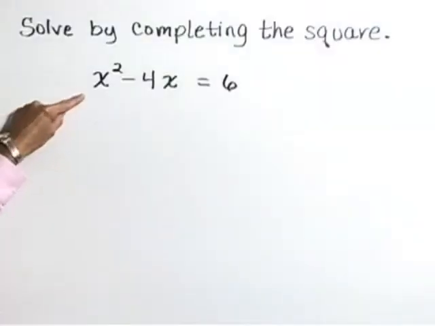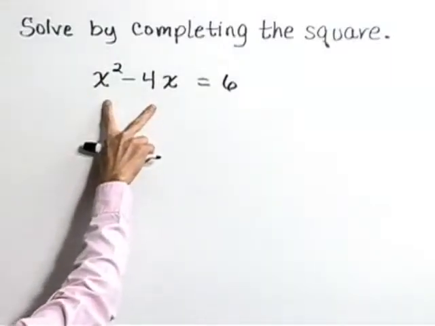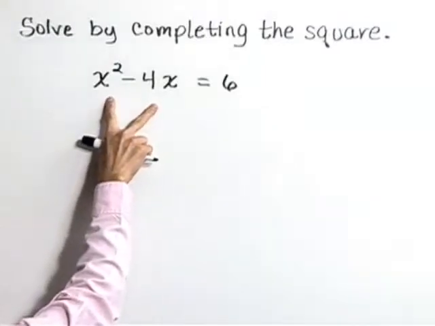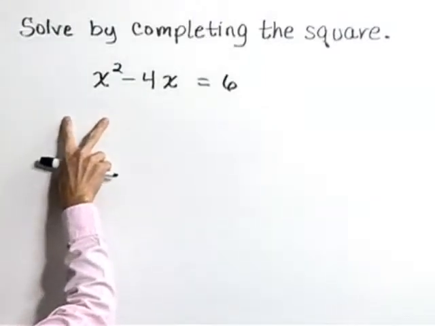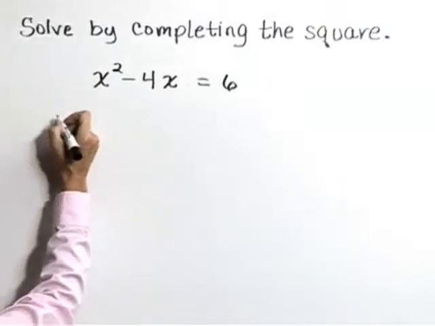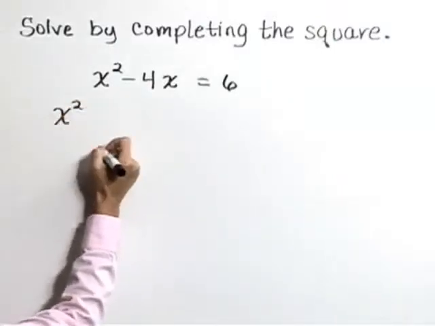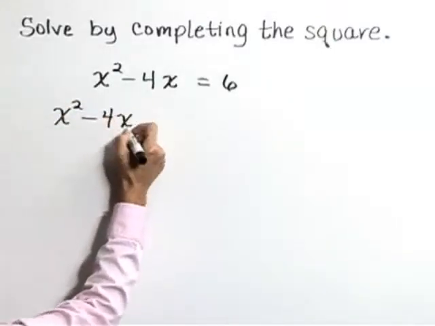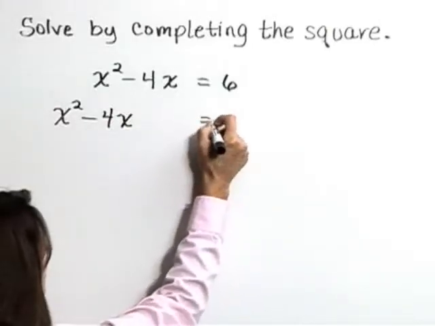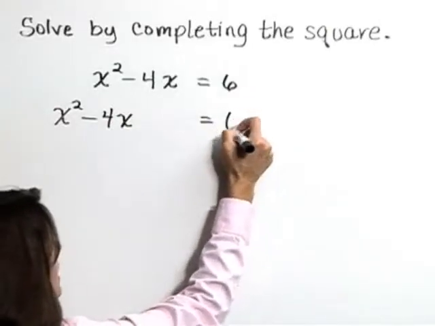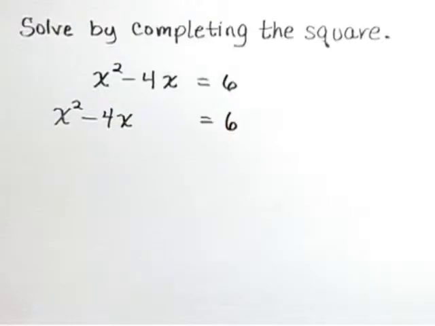Solve by completing the square. The equation is x squared minus 4x is equal to 6. Well, using the process of completing the square, we're going to create a perfect square trinomial on the left side of this equation. So I'm going to rewrite the left side as x squared minus 4x. I'm going to leave a little room here for completing the square, set equal to 6 on the right-hand side.